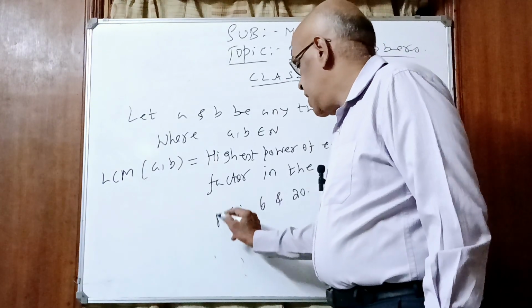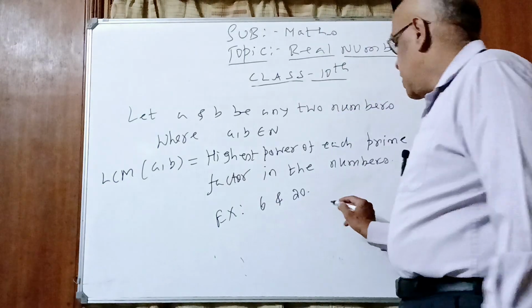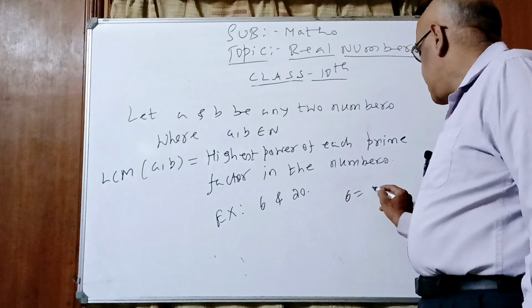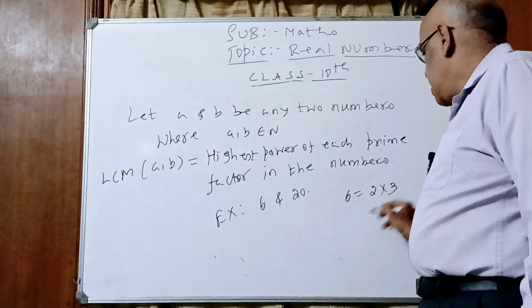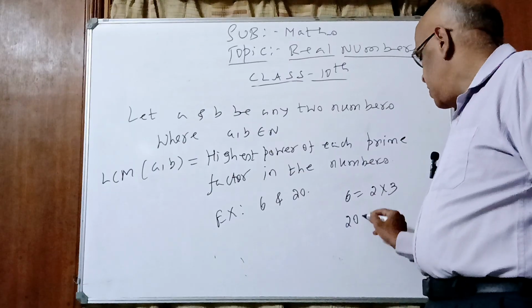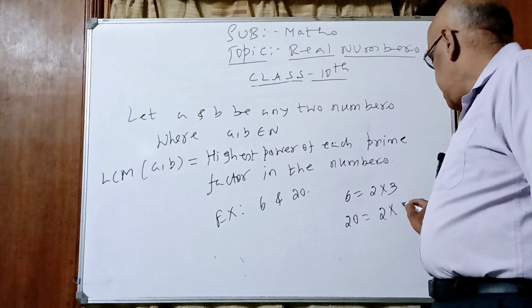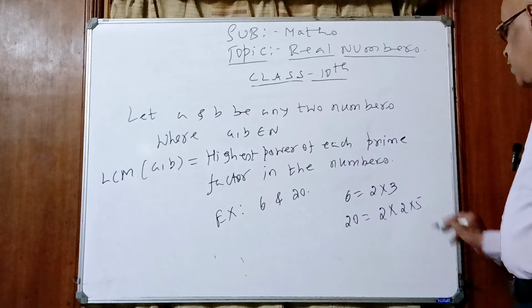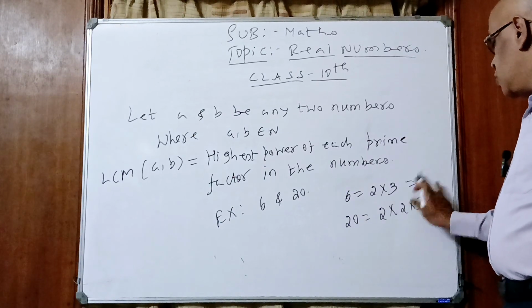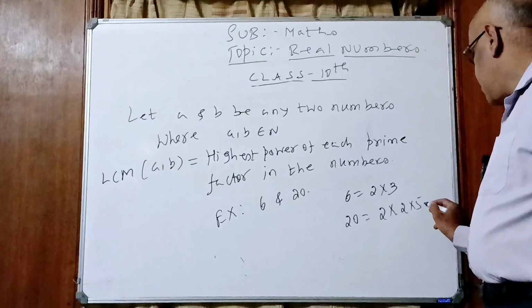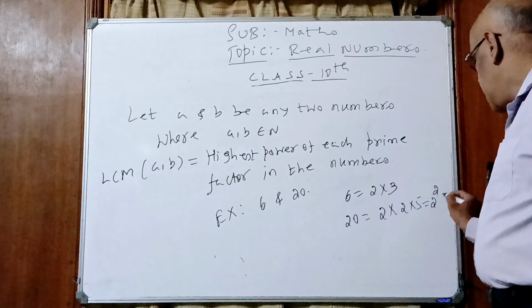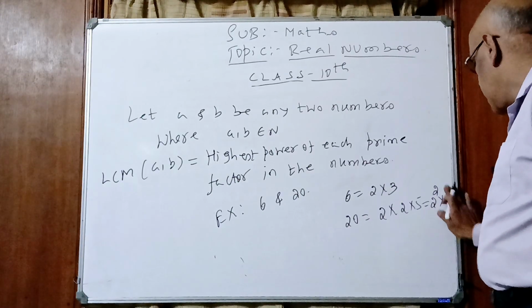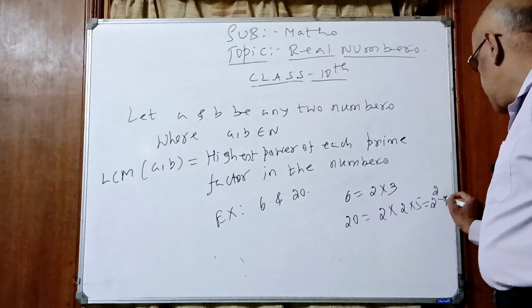Again, factorize. What are the factors of 6? Just now we did. 2 into 3. What are the factors of 20, children? 2 tens are 20. Again 10 can be written as 2 into 5. So 6 is 2 into 3, and 20 is 2 square into 5.